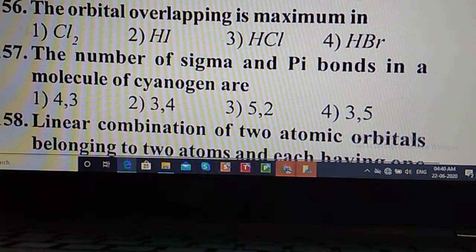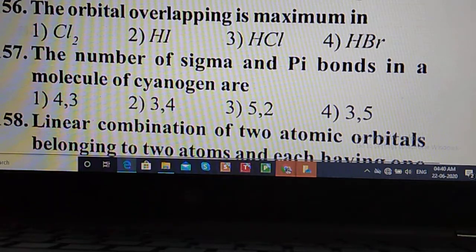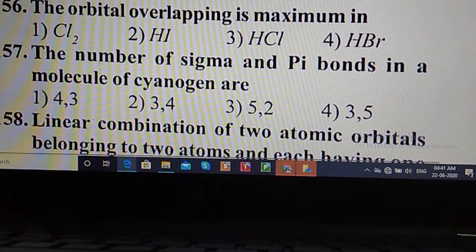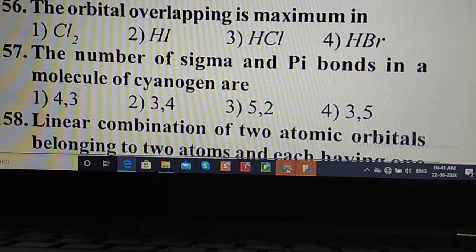So the options they have given, student, what is there? That is H2. Then they are saying F2. And then they are saying Cl2 and I2. Okay, H2 and F2, Cl2 and I2. So they are asking, student, which has the highest bond energy.